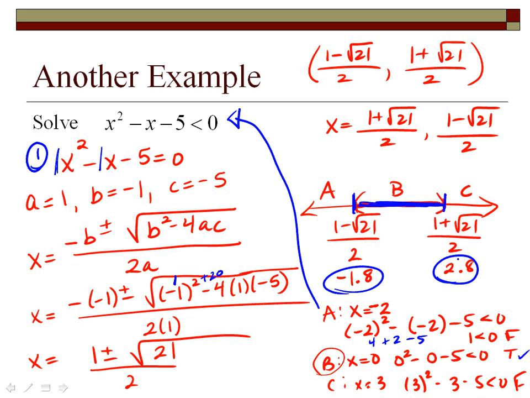In region C, something larger than 2.8. So I've chosen 3, but you could use 4 or 5, doesn't matter. 3 squared is 9. 9 minus 3 is 6. 6 minus 5 is 1, which is not less than 0, so that's false. So the only region that tested true is region B. Now, what about the endpoints? It's strictly less than, so I cannot include those, so I have to put parentheses. In interval notation, I have parentheses at 1 minus the square root of 21 over 2 to 1 plus the square root of 21 over 2. That means all the numbers between those two endpoints.